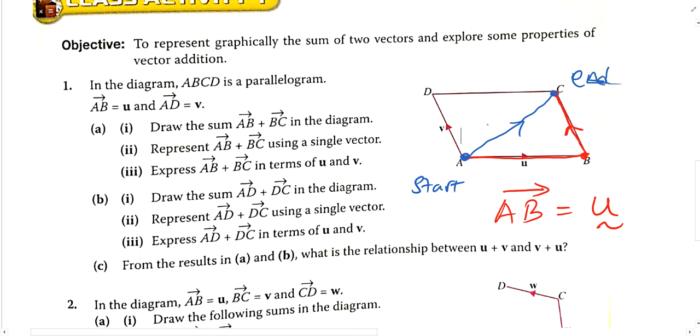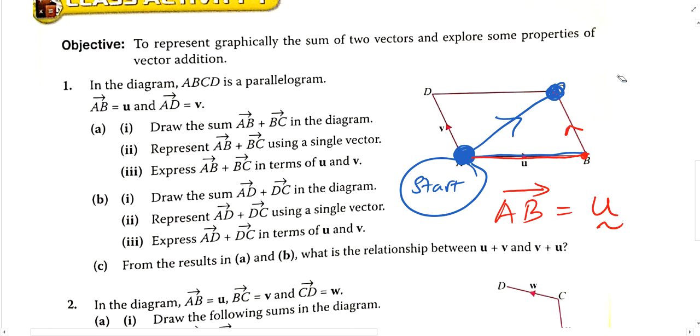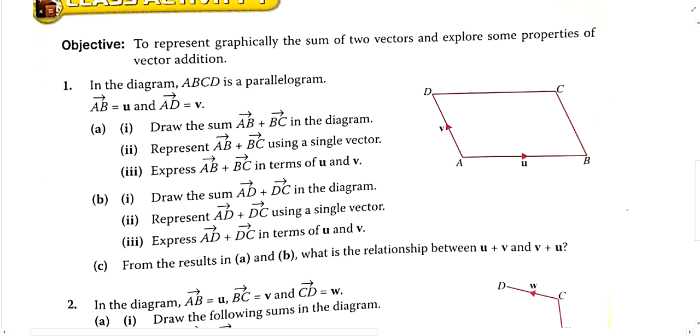Understand? How do you know if the arrow is going that side? Because you started from here. Where you start doesn't change. So from the start you went to B, then after B you went to C. You started from A, you still remain starting at A. You ended at C, so you will still end at C. So the resultant vector looks like this. Okay? So draw the sum. This is my AB plus BC. That is for part 1.